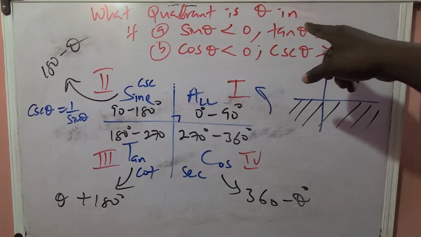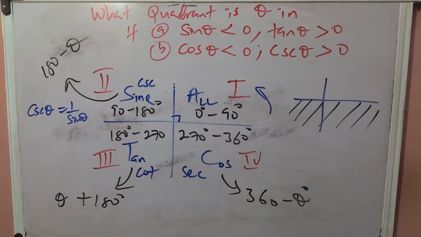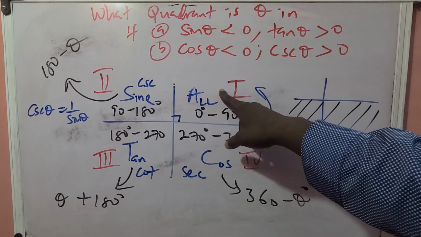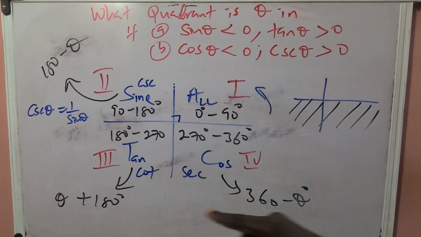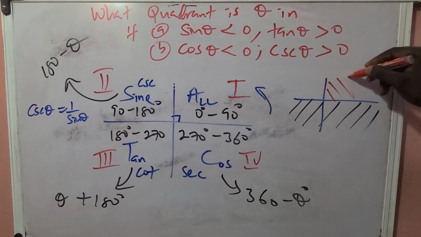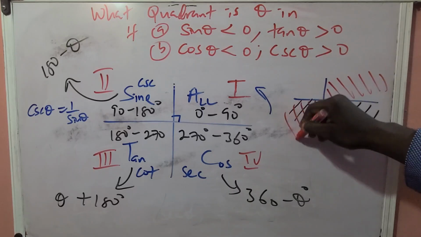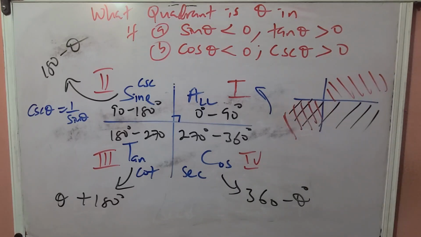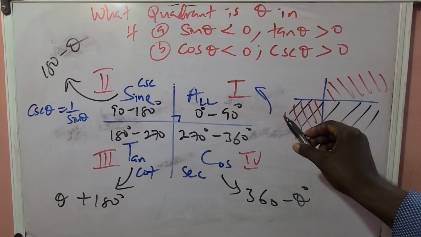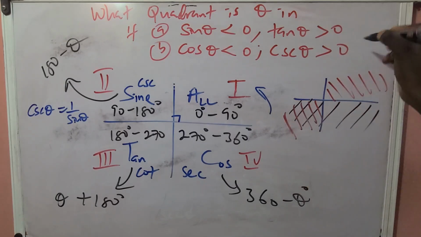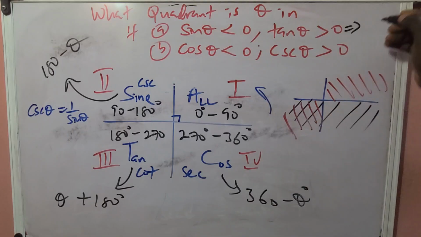Now for tan being positive, greater than 0, we know that the first and the third quadrants are the only two quadrants where tan is positive. If we shade where tan is positive, that's the first quadrant and also the third quadrant. So the answer to this question is the third quadrant, because that's the only place where sine is negative and tan is positive. So this is the third quadrant.